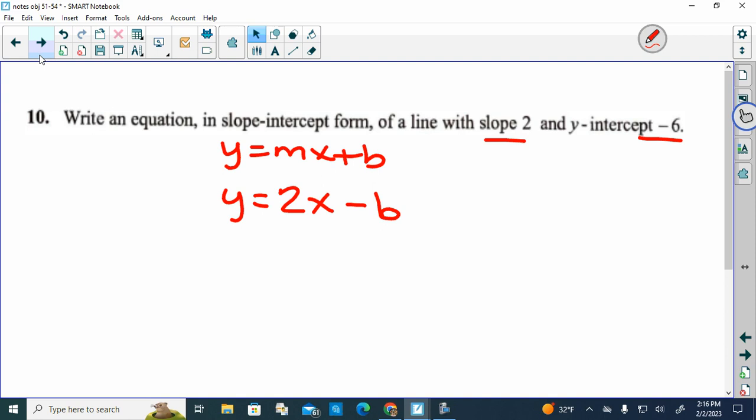So all you're doing on problems like this is just putting them where they're supposed to be. You're not moving anything. You're just making sure you've got them in the right spot and you have your x and your y in there. Pretty easy, right? Mind blown, huh? Okay.